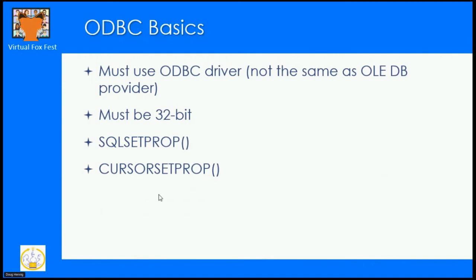Visual FoxPro is a 32-bit application. Again, unless you're using Visual FoxPro Advanced, the 64-bit version. But if you're using the 32-bit version of Visual FoxPro Advanced or Visual FoxPro, you have to have the 32-bit driver. So that means in the case of Access, for example, which has both 64 and 32-bit drivers, or SQL Server or some of the other ones, make sure that you download and install the 32-bit driver. Some of the connection level settings can be set with SQLSETPROP and the current value retrieved with SQLGETPROP. And some other settings are controlled with SQLSETPROP and read with CURSORGETPROP. And we'll look at some examples of both of those functions in a little bit.